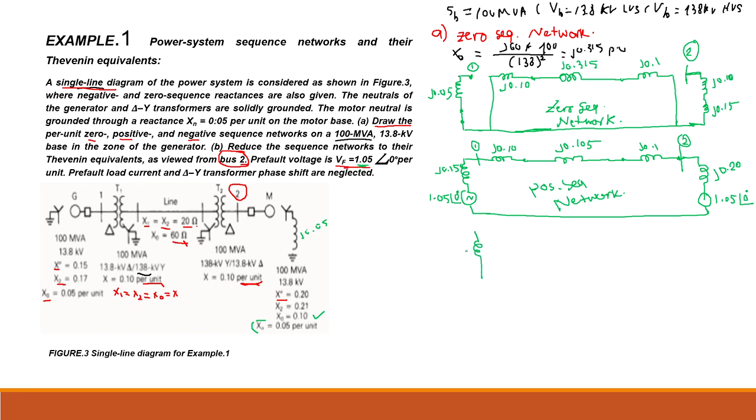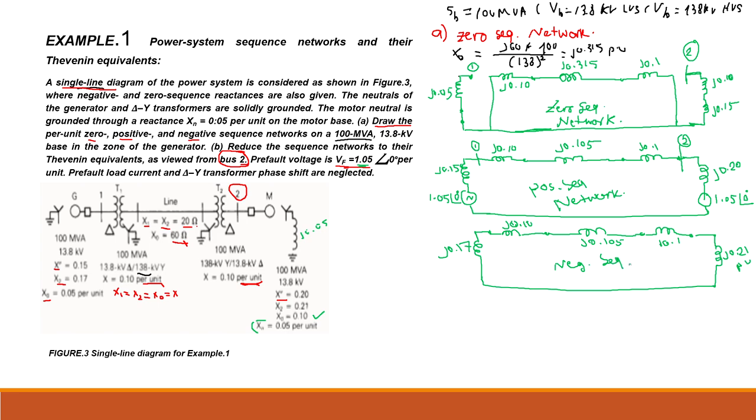The negative sequence network is similar to the positive sequence network, except that the negative sequence network hasn't any voltage sources. J0.10. The second transformer J0.1, and the motor J0.21 per unit. This is the negative sequence network.